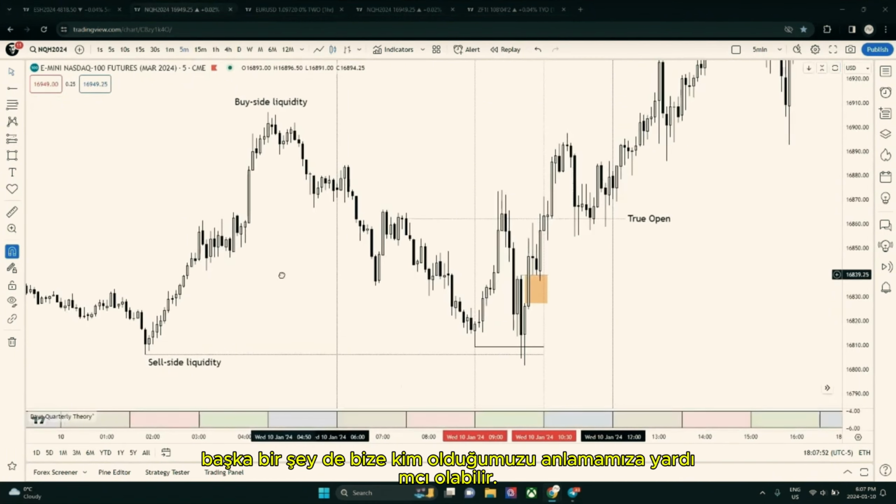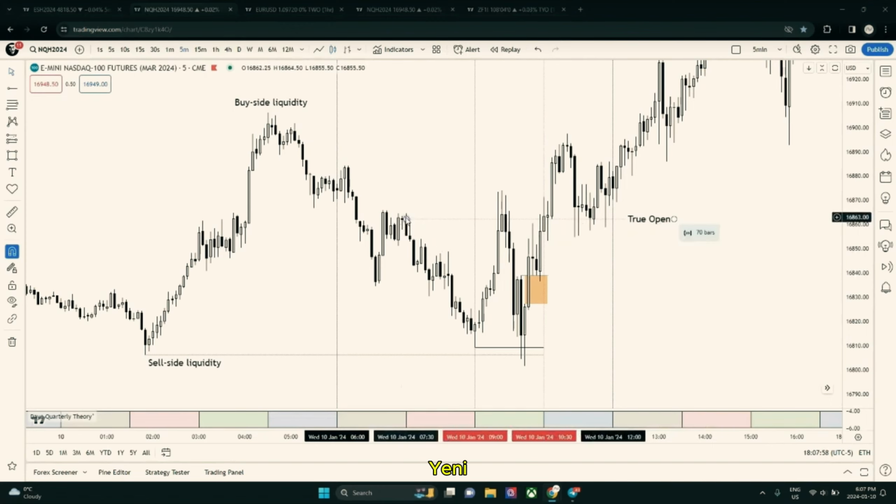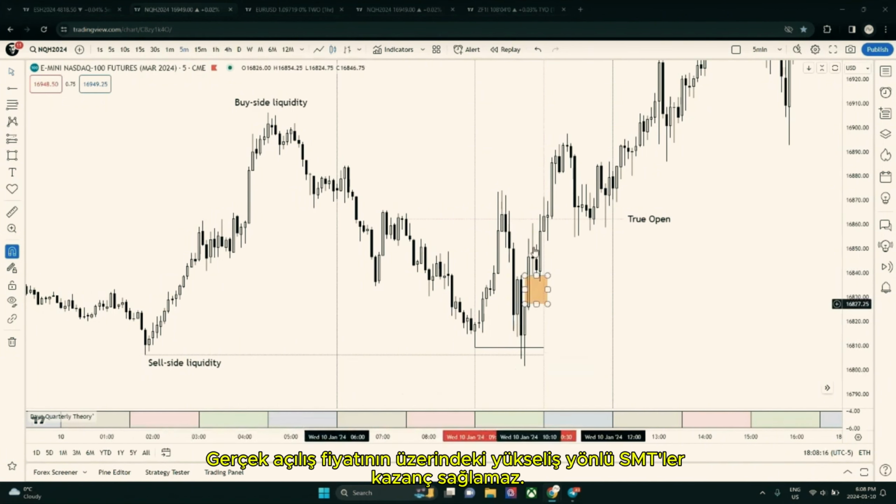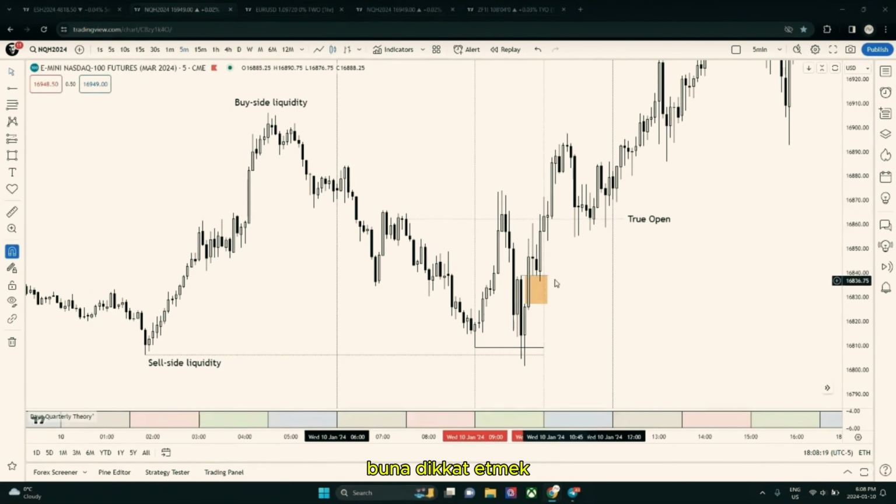What else could help us to know that we're below the true open of the New York session, right? So we're below the true open. All of this is happening. This is something that you need to write down. If we are not below a true open, and you see bullish SMT above a true open, don't pay attention to it, okay? Not important. That is not even SMT divergence. That's just the market trying to play with you, basically, right?